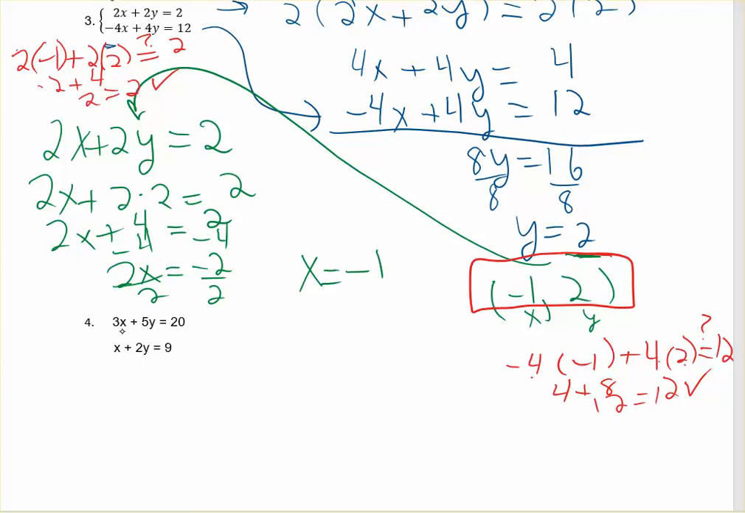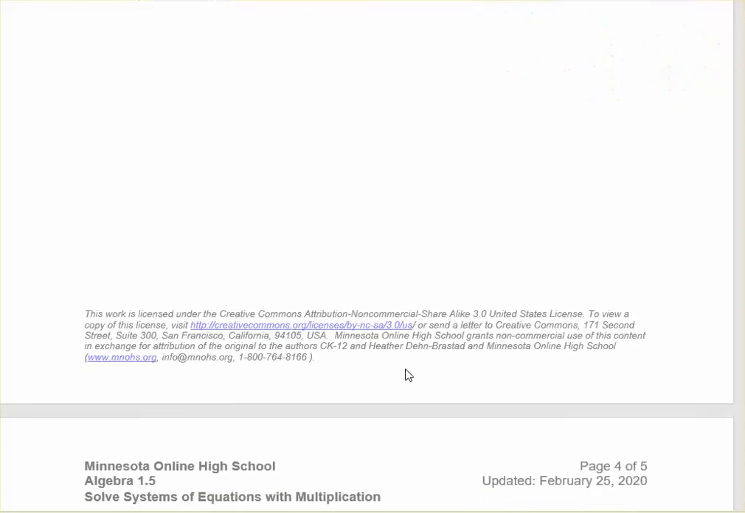And then don't forget that if you decide to multiply the bottom by negative 3, you have to multiply every term by negative 3. This by negative 3, this by negative 3, this by negative 3. And then you can go ahead and add them together.